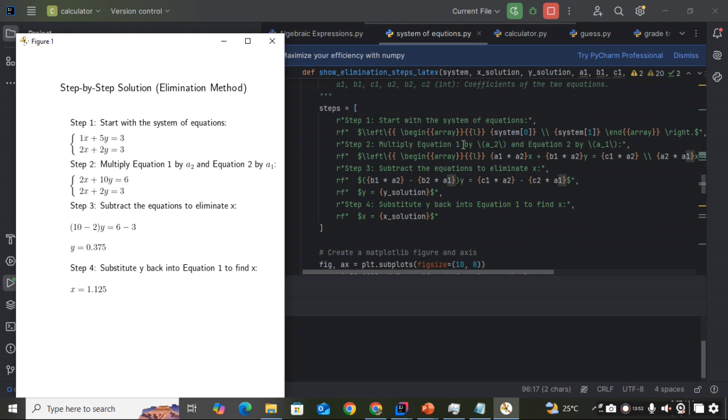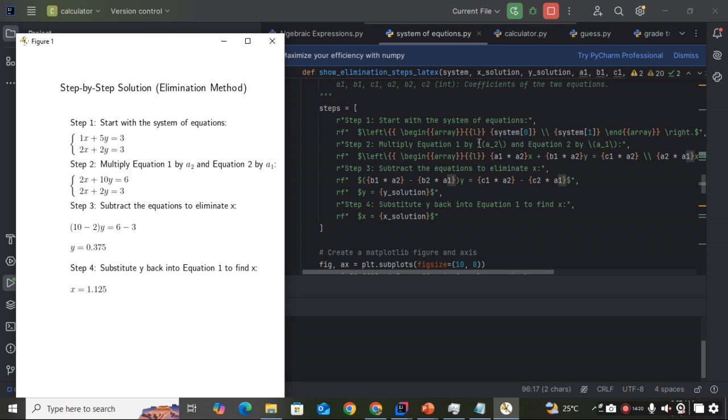Now we multiply equation 1 by a2 and equation 2 by a1. So let's try to do that. Multiply equation 1 by a2. Now the a2 there is 2. So 2 multiplied by 1, you get 2, and then 2 multiplied by 5, you get 10, and 3 multiplied by 2, you get 6. So that's essentially this.